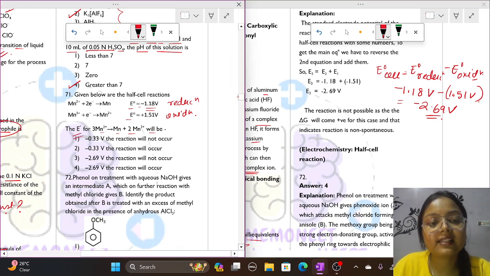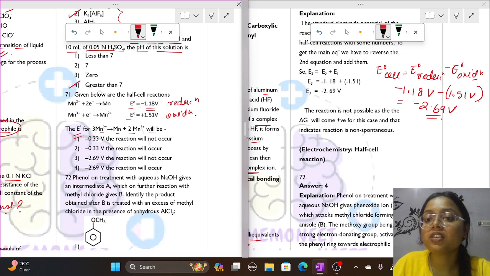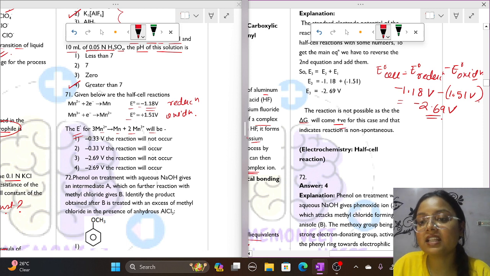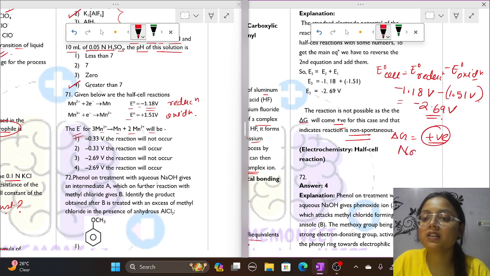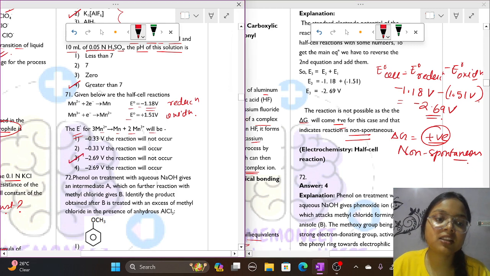And what else is asked is whether the reaction will occur or not. This reaction is not possible, as the delta G will come out to be positive. If delta G is positive, we know it is a non-spontaneous reaction and the reaction will not occur in this case. Option number 3 is the correct option.